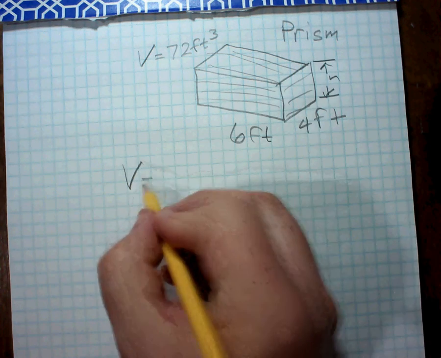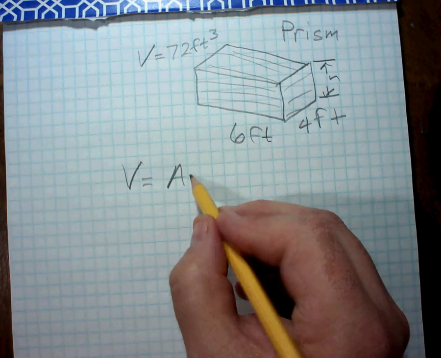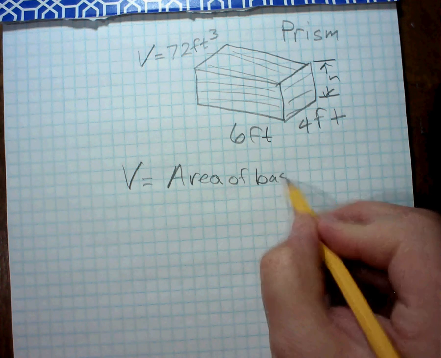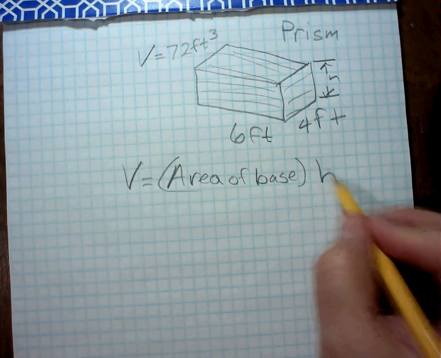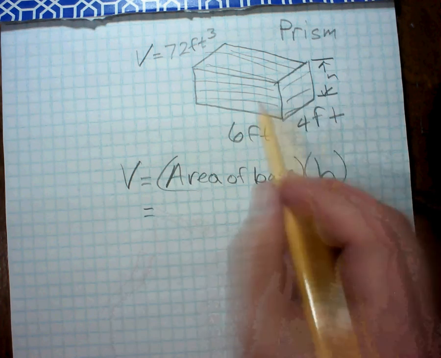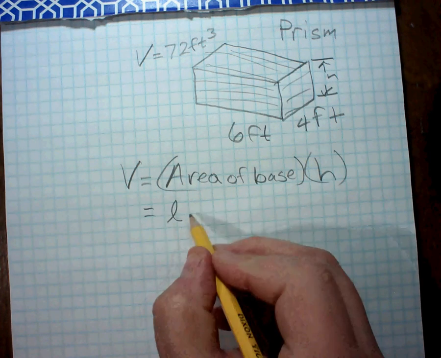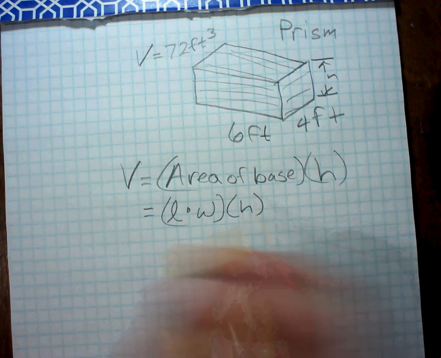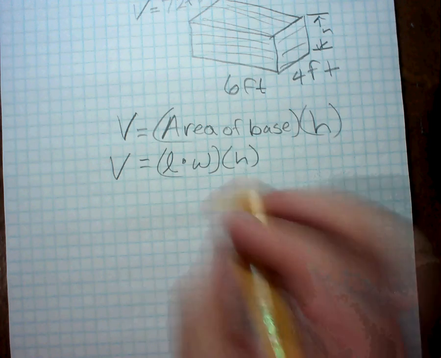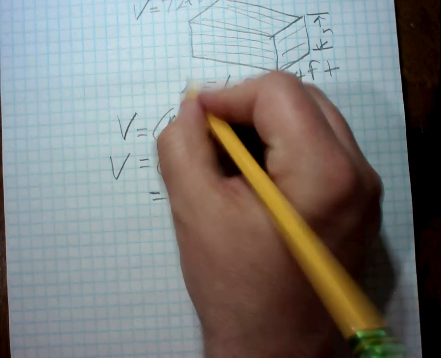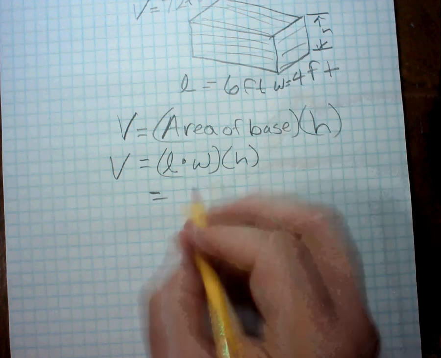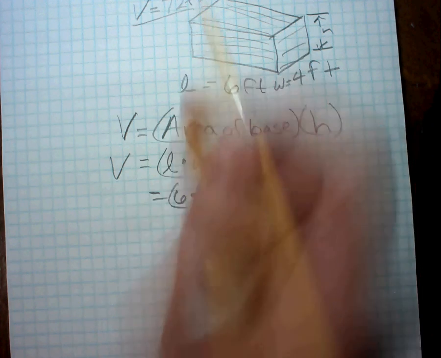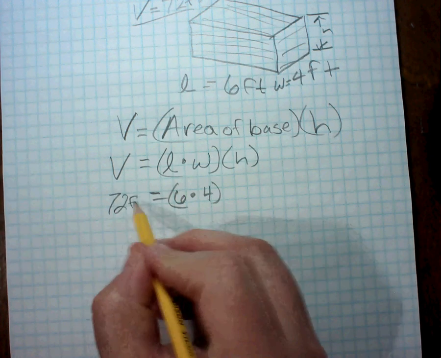So to find the volume of a prism, you need the area of the base, or area of the polygon, times the height of the polygon. Because it's a rectangle, the volume is the length times the width times the height. Okay? So what's the length of this? Well, this would be the length, and this would be the width. So the length would be 6 times 4 times the height. We were given the volume, which is 72 feet cubed.